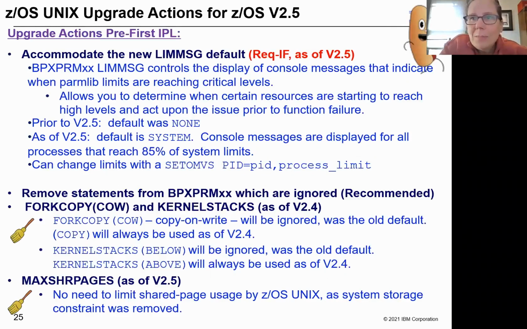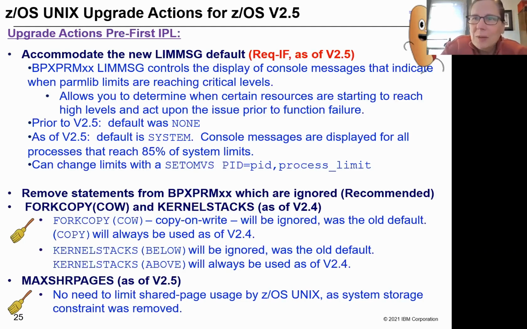Unix is all about default changes and BPX PRM cleanup. Really good stuff here. Let's look at the first one. LIM message is found in BPX PRM, and it used to have a default of none that says, as you approach the system limits, we're not going to give you a warning.